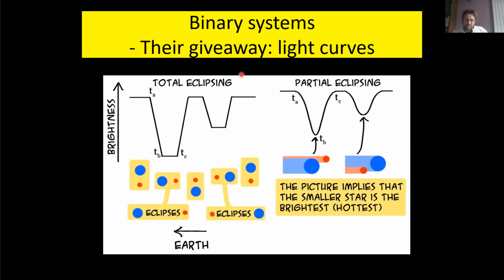So, what it means is that periodically we will see a change in the light or brightness of these stars. But of course, this only happens if our line of sight is right in the plane where they orbit. If you look from perpendicular, like we look now on this slide, it will always be the same brightness.